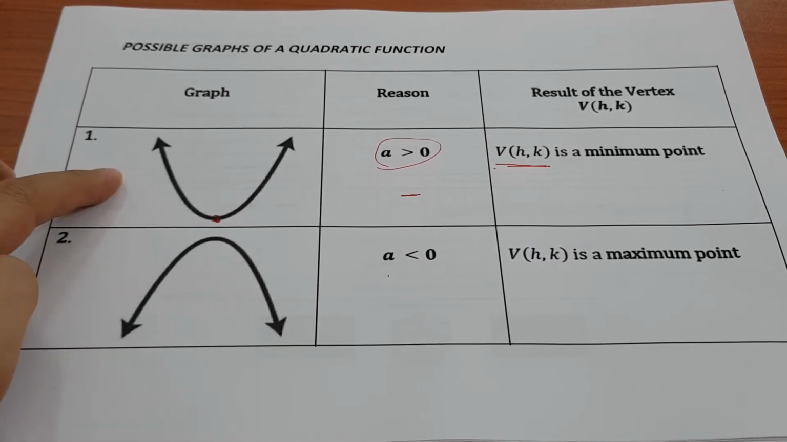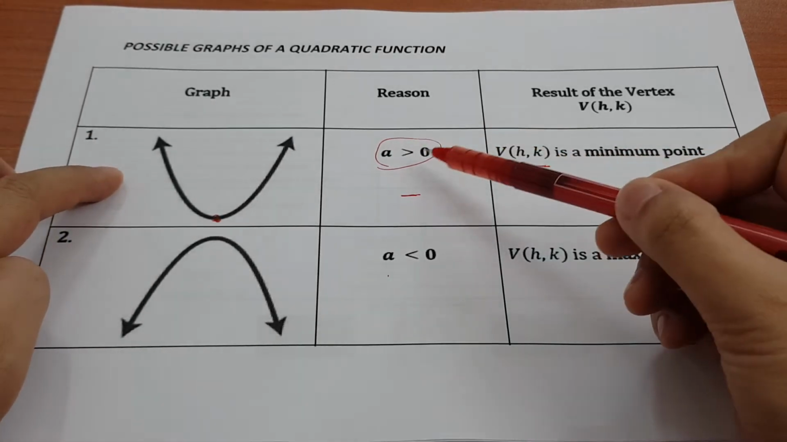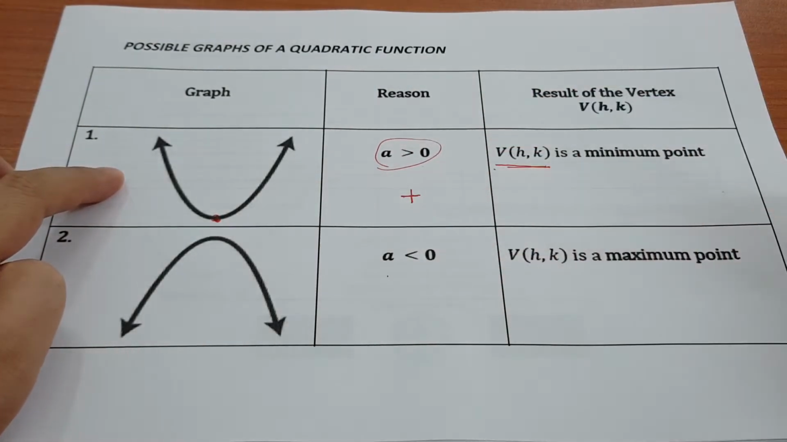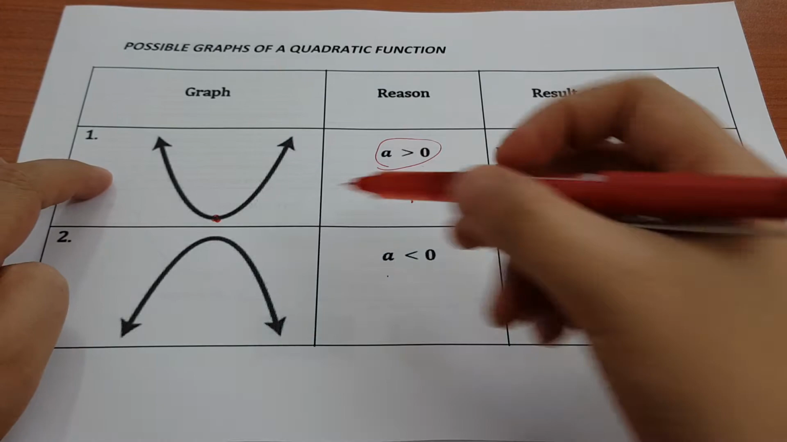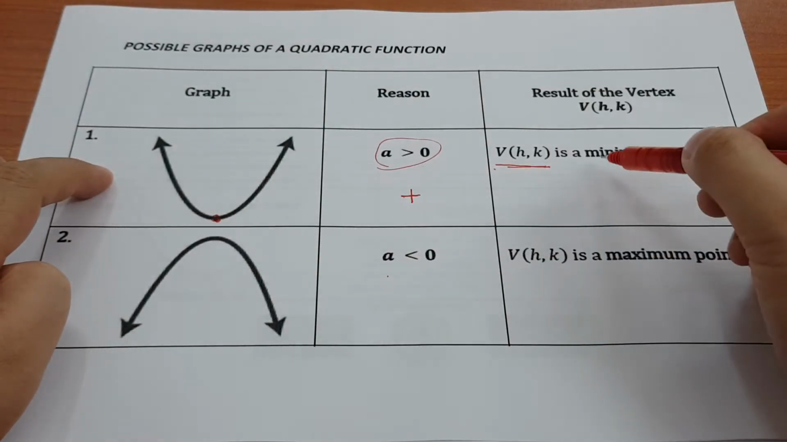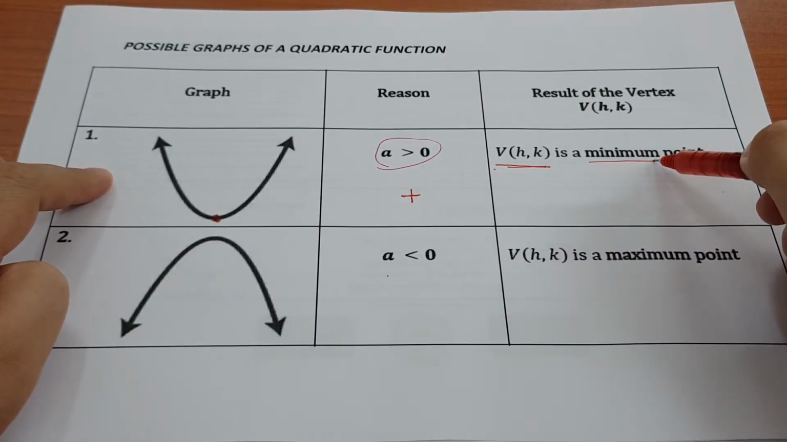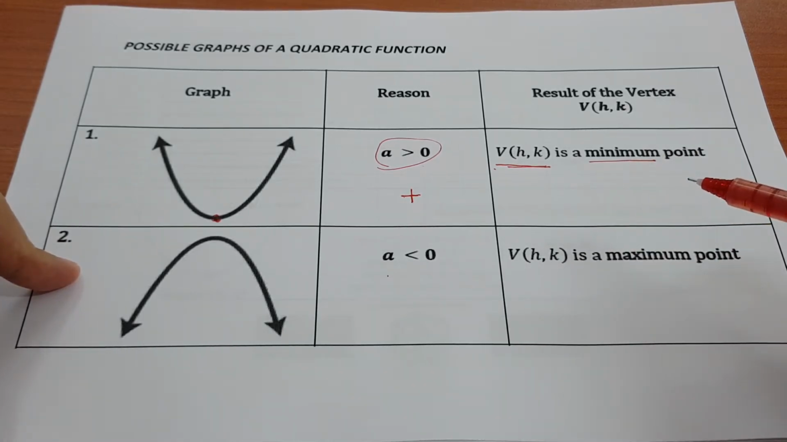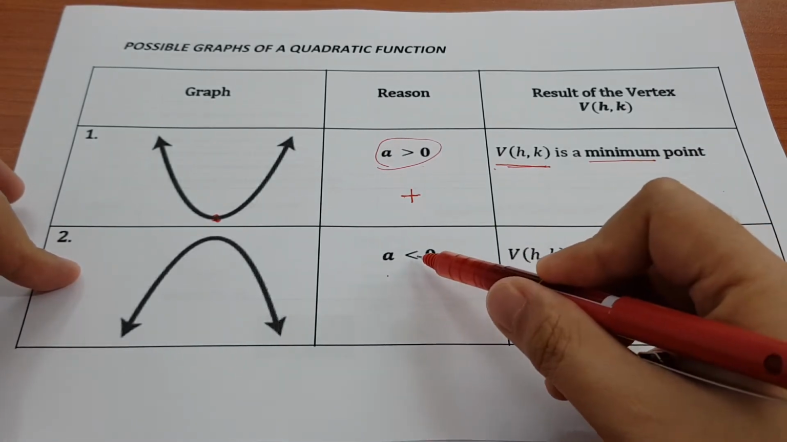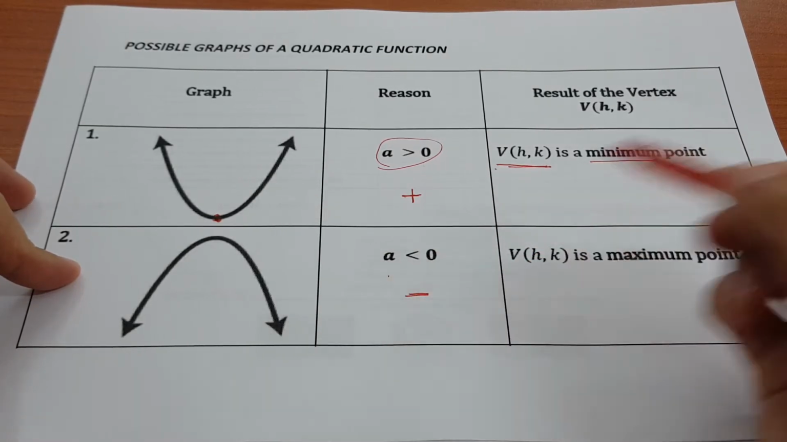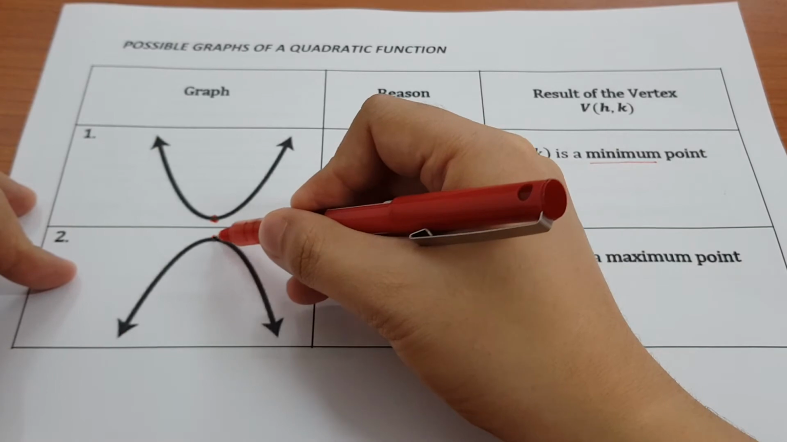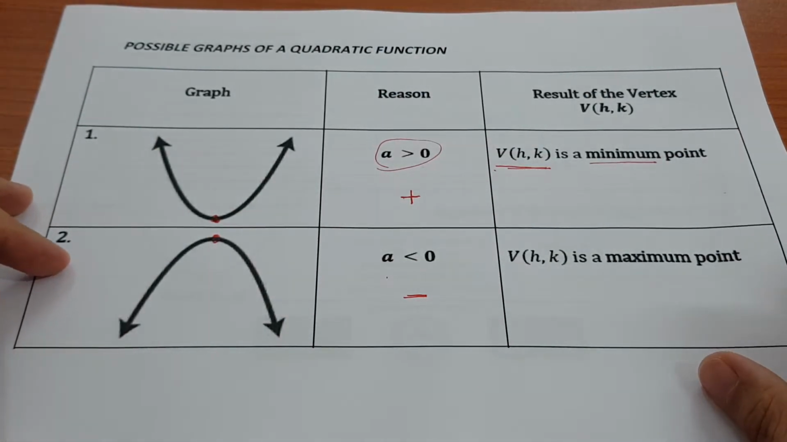The graph opens upward if the value of your a is greater than 0, that means the value of your a is positive. Hence, your vertex, this point here, is the minimum, lowest point. Or the graph opens downward if the value of your a is less than 0, or negative. Hence, your vertex is the maximum point.